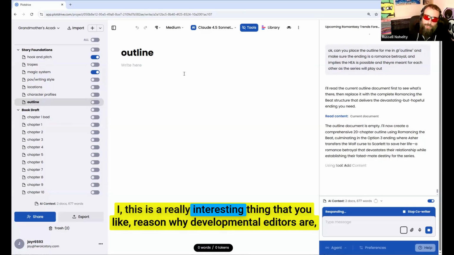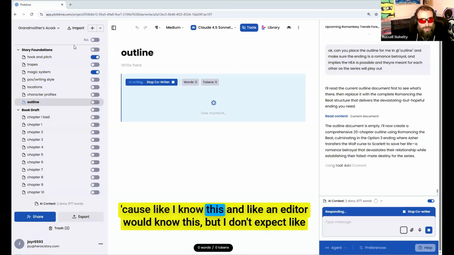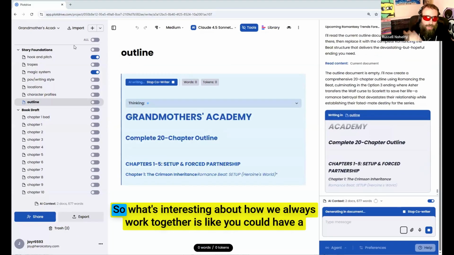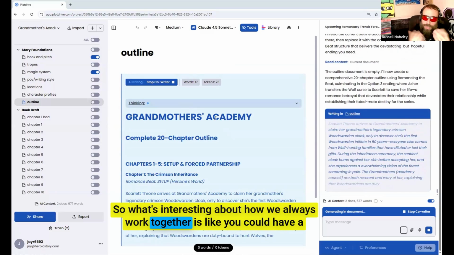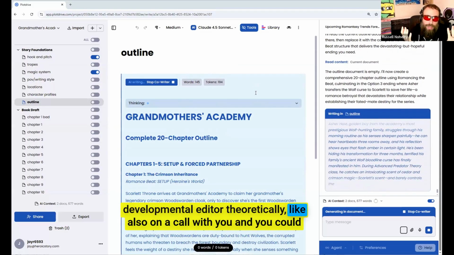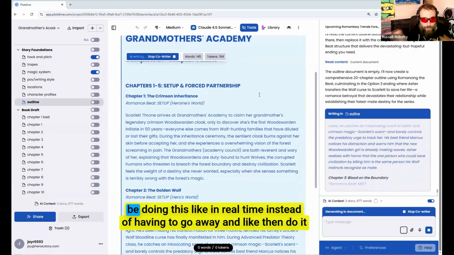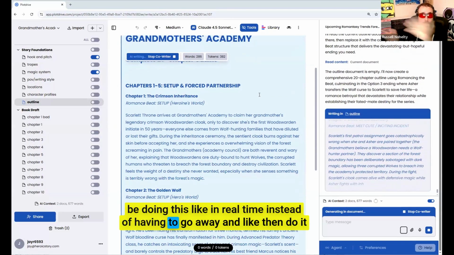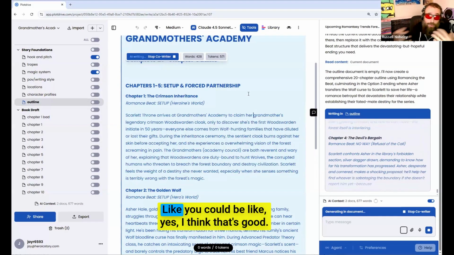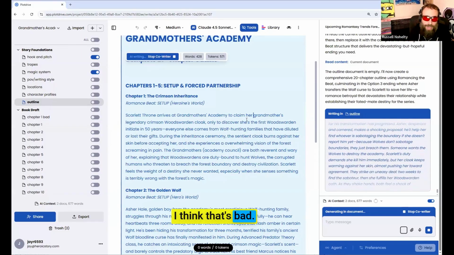I think this is a really interesting reason why developmental editors matter, because I know this and an editor would know this, but I don't expect a co-writer to know this necessarily. What's interesting about how we work together is you could theoretically have a developmental editor on a call with you, doing this in real time instead of going away, doing it, and then coming back for a meeting. You could be like, yes, I think that's good, I think that's bad, which is more dynamic.